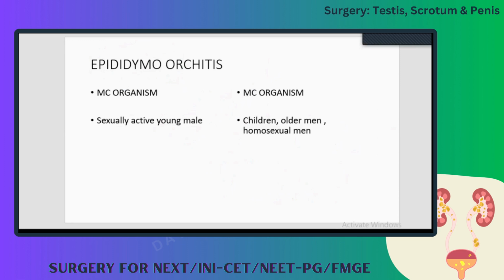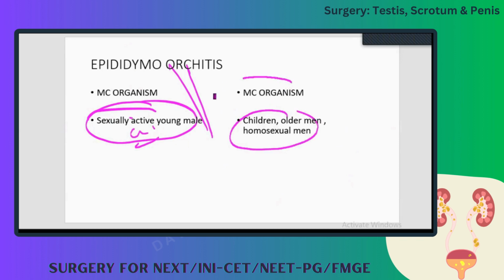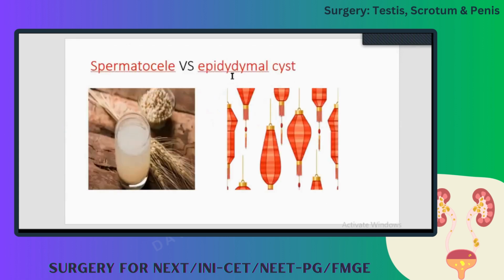Epididymo-orchitis is seen in two groups. In sexually active young males, it is caused by chlamydia. In children, older men, and the homosexual group, the organism is Neisseria. It's not necessary, just for completion's sake I have put it.